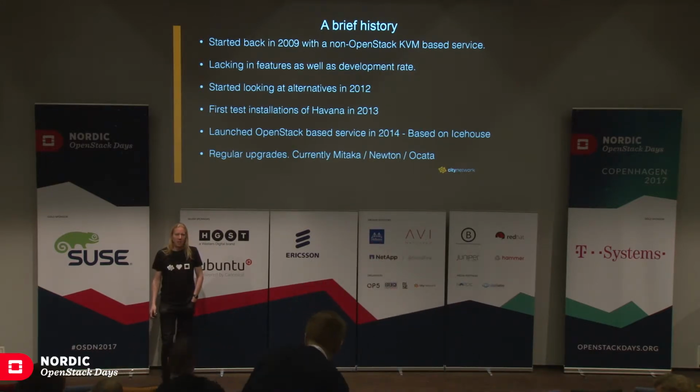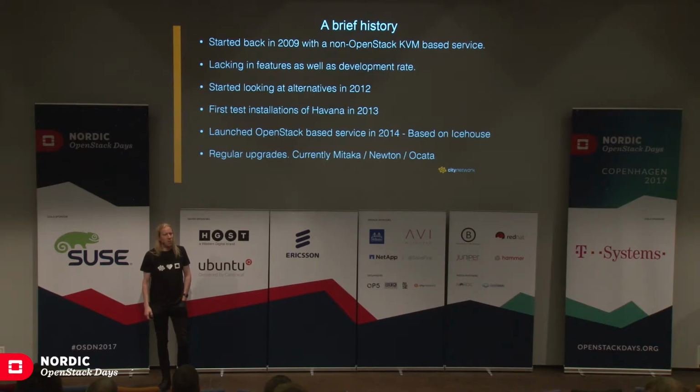So we looked around and found OpenStack. We had, of course, heard about OpenStack before, but we started looking more into it and did our first test installations, playing around to see how it worked. In 2013, that started out with Havana. We played around with it for maybe a year, did lots of test installations and developed features for the control panels. In 2014, we launched the first production service based on OpenStack. It was based on Icehouse. Over the years, we have done regular upgrades. Currently, we're running Mitaka, Newton, and Ocata in production, depending on which type of service it's providing, as well as where in the upgrade cycle it's at the moment.